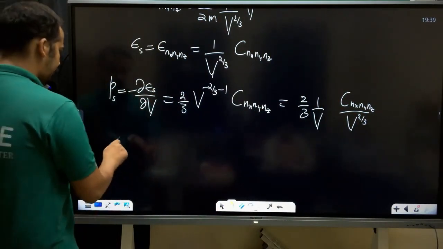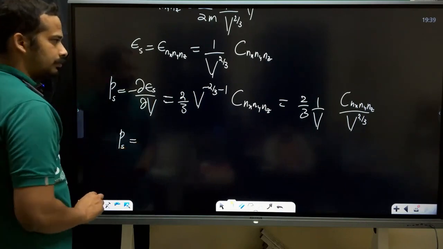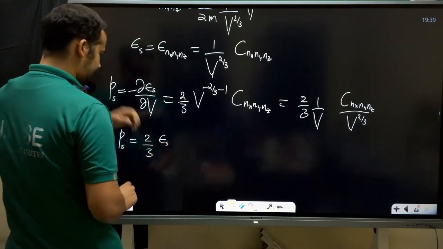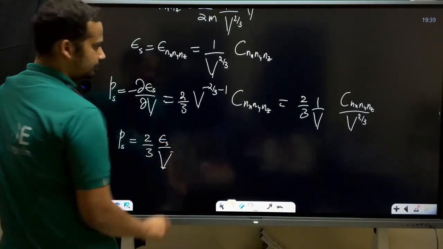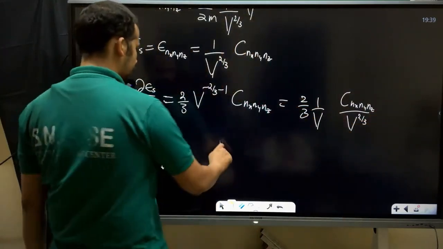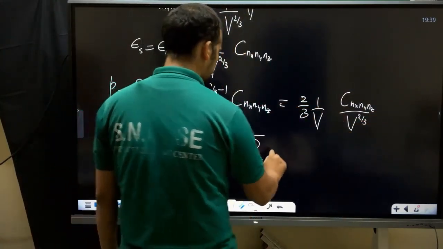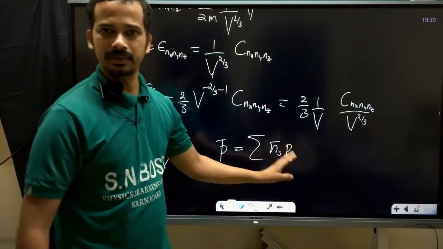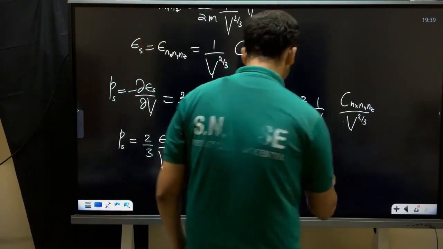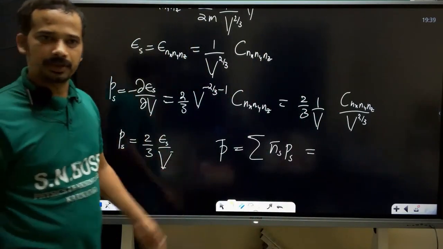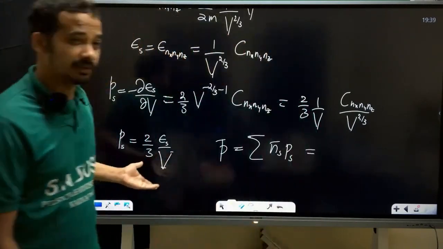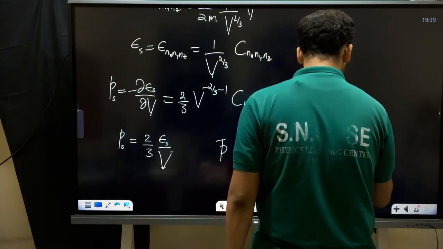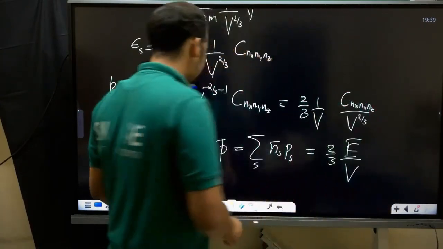So Ps is equal to 2/3 of, can I write Es by volume? This one is again Es. Then the total average pressure is equal to the summation over Ns mean into Ps. Actually, this has no physical meaning, because it is just a term we defined, related to some single particle, not a single particle energy level actually. So that will become 2/3 of energy density. You can guess when you substitute.